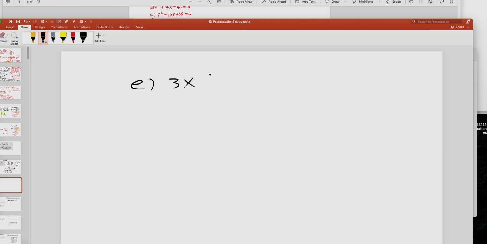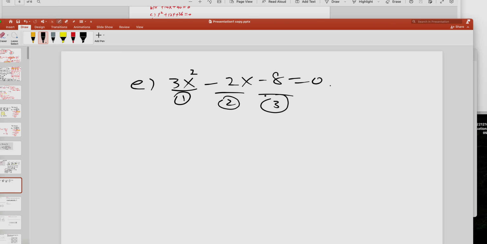E is 3x squared minus 2x minus 8 equals to 0, right? So in this question, they already give you how many terms on the left? 3 terms. When you have 3 terms on the left and it's a quadratic equation, use the box method, right? That's your first attempt.